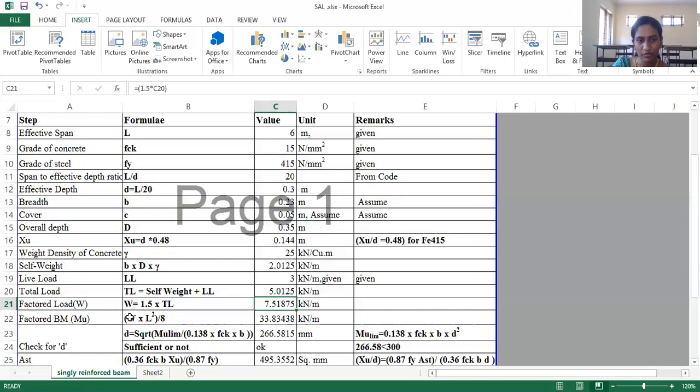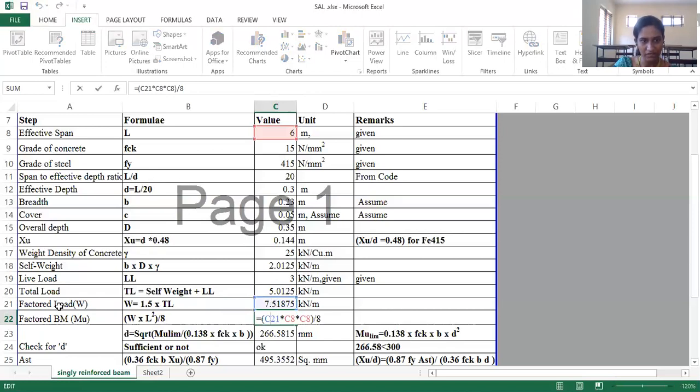Next is the factored moment or bending moment, which you can call Mu. For Mu, I have taken the formula WL square by 8 because it is a simply supported beam. Suppose it is a cantilever beam, then the formula will be different. So the factored moment is equal to WL square by 8. See, I have substituted the formula here.